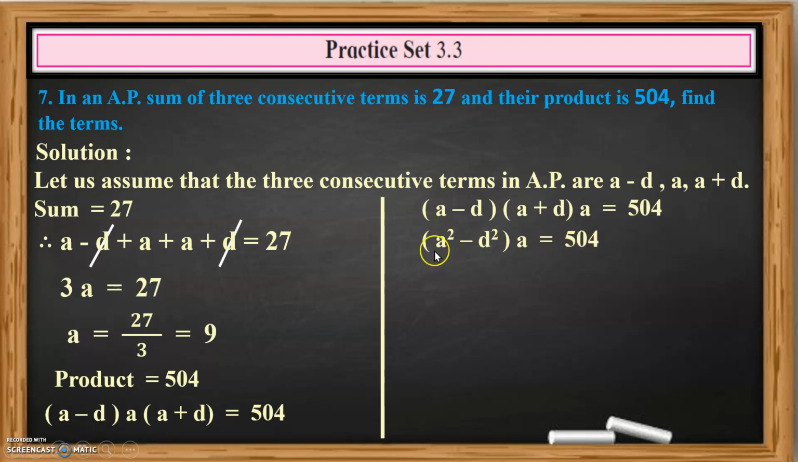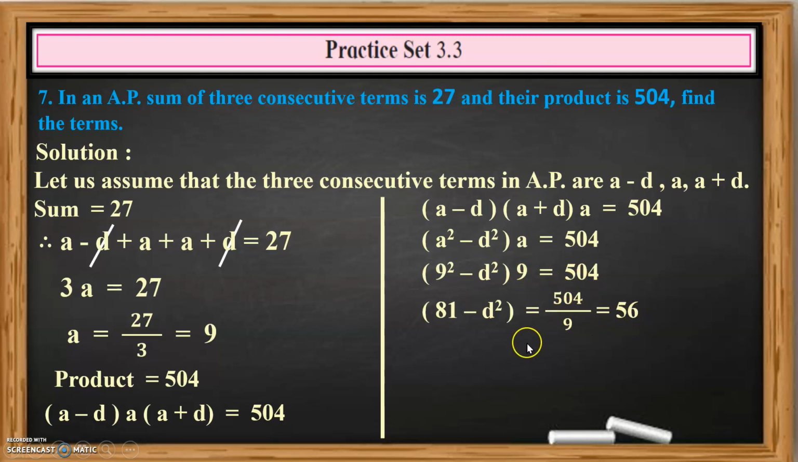Now in the next step we are going to substitute for a. We have got a as 9, correct? So we'll substitute. We'll get (9 square minus d square) into 9 is equal to 504. So now 9 square is 81 minus d square is equal to 504 upon 9. Then this 9 has gone down. So when you solve this, you will get 56. So you get 81 minus d square is equal to 56.